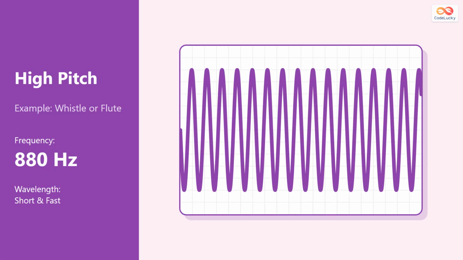Now compare that to a high note, like a whistle. The frequency might be 880 Hz. The wave looks scrunchy and fast. There are many more cycles packed into the same amount of time because the air is vibrating much faster.